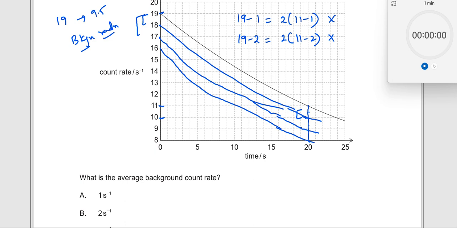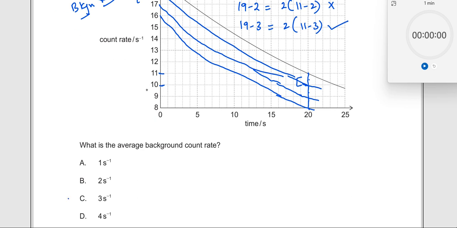Because I have subtracted 3 counts here, I should subtract 3 counts here also. So 19 minus 3 should be equal to 2 times 11 minus 3. Which should be equal to how much? 11 minus 3 is 8. 8 into 2 is 16. 19 minus 3 is also 16. So this is the right one. Thus the answer is 3 per second. 3 per second should be your background count rate.